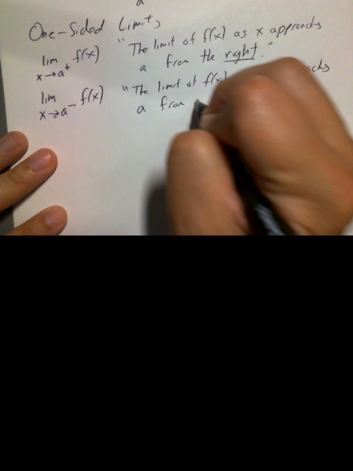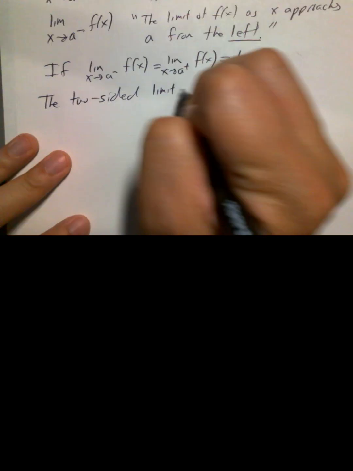As long as these approach the same value, a two-sided limit exists. So in other words, if the limit as x approaches a from the left for a function equals the limit as x approaches a from the right of a function, as long as these both equal the same value L, then the two-sided limit exists. And we would write the two-sided limit without anything in the exponent position here.